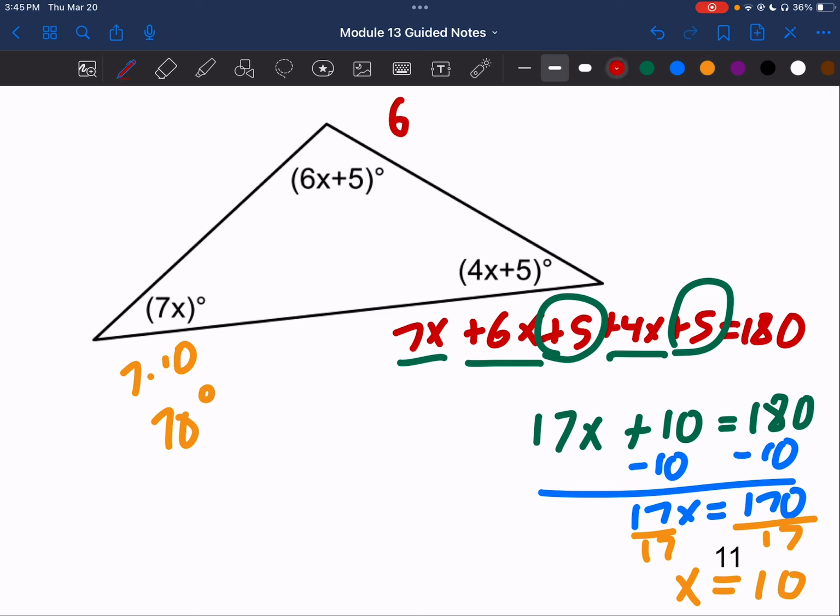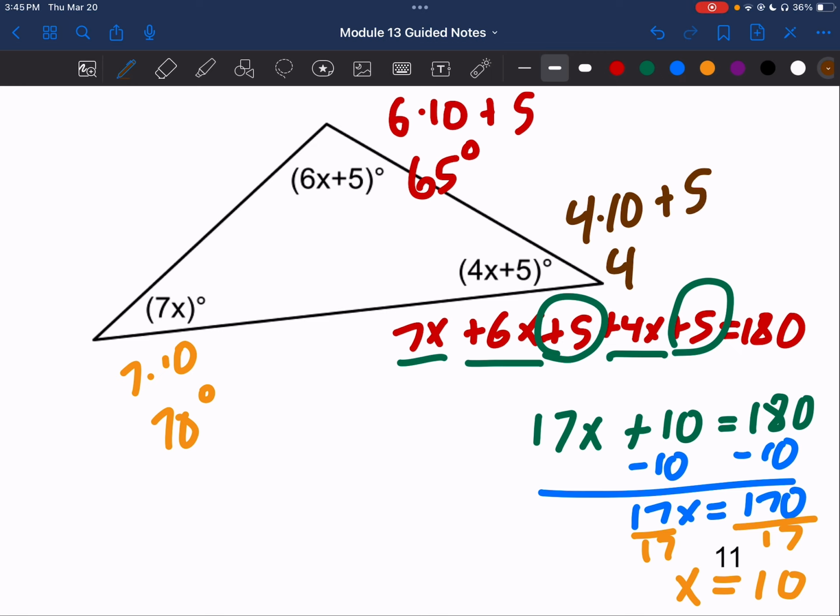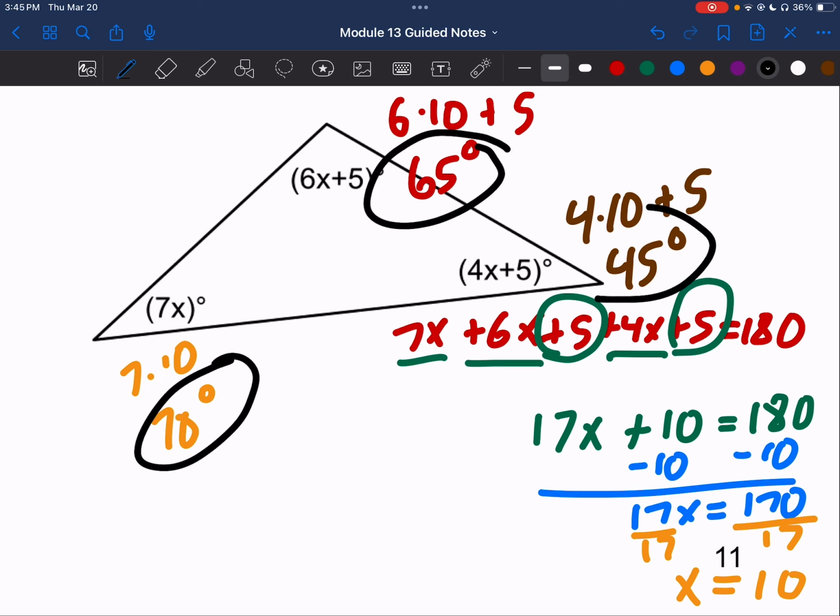My top angle, 6 times 10 plus 5. Well, 6 times 10 is 60, plus 5 is 65 degrees. And my third angle, we've got 4 times 10 plus 5 is 45 degrees. So our three answers, we've got 65, 70, and 45. And you could always double check your work here, because if you do 45 plus 65 plus 70, you get 180 degrees, so you know your answer is correct.